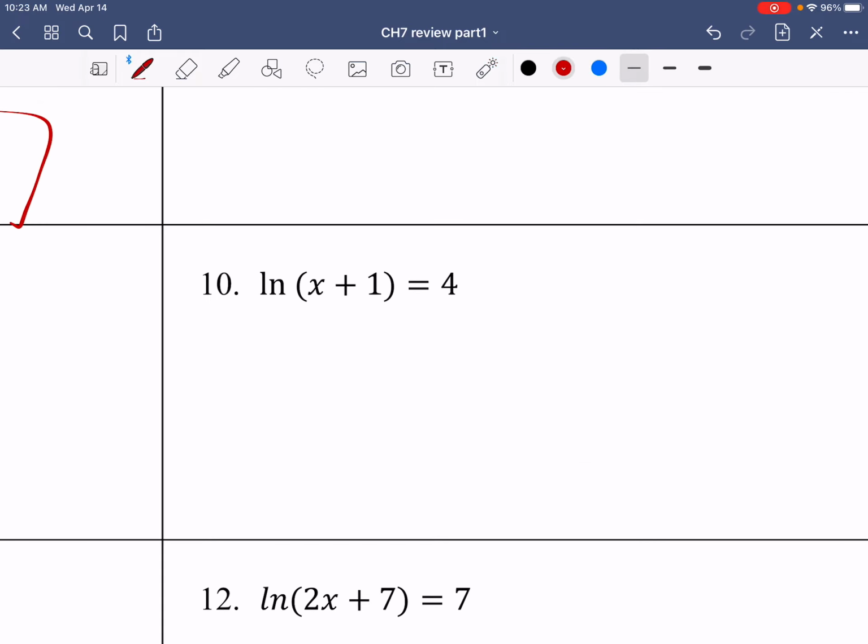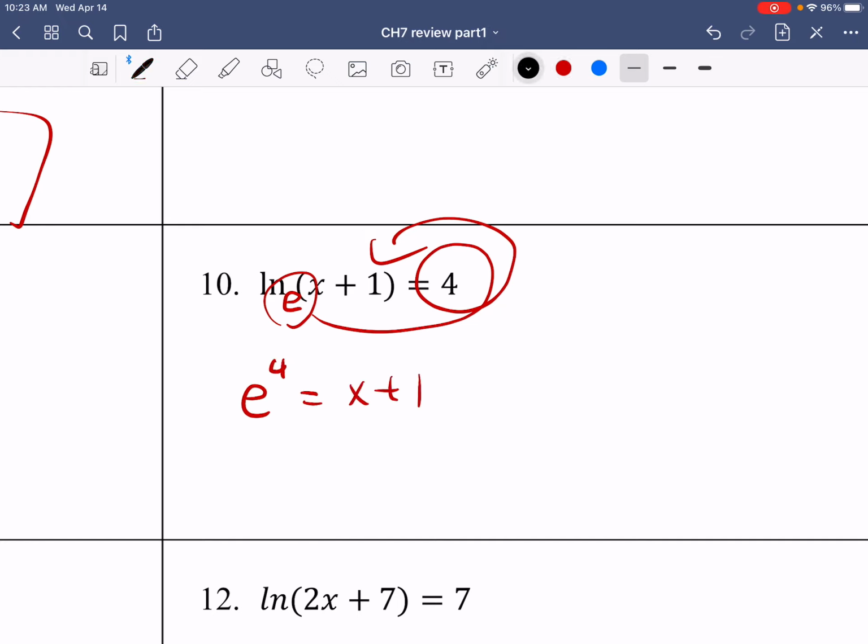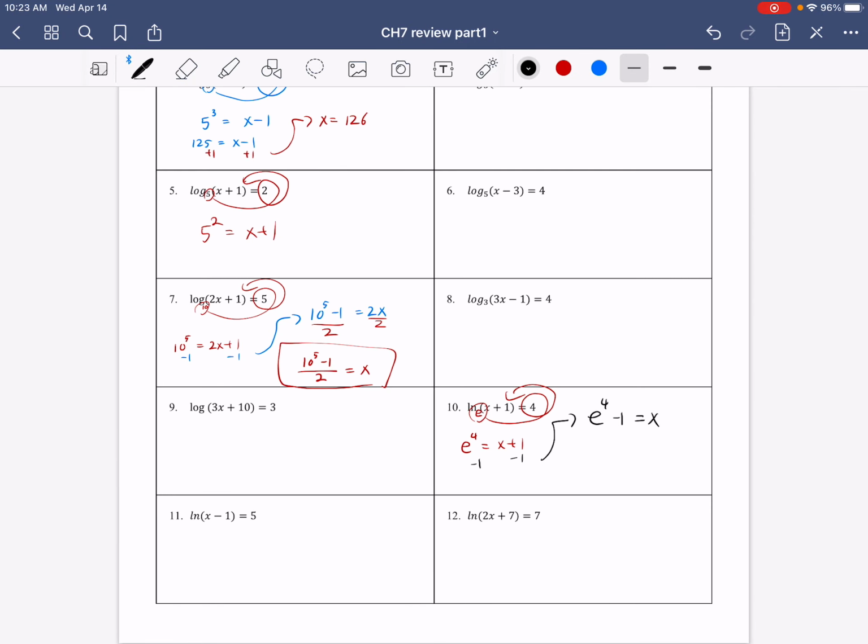Let's do this. So natural log, the base is e, because it's log base e, right? So let's do a beautiful curve. So it's e to the 4th power equals x plus 1. And if you want to solve for x, you just do minus 1 on both sides. You will get e to the 4th power minus 1 equals x. All right? So now try these two questions by yourself. Okay? You should have e to the 7th power minus 7 over 2, like that.